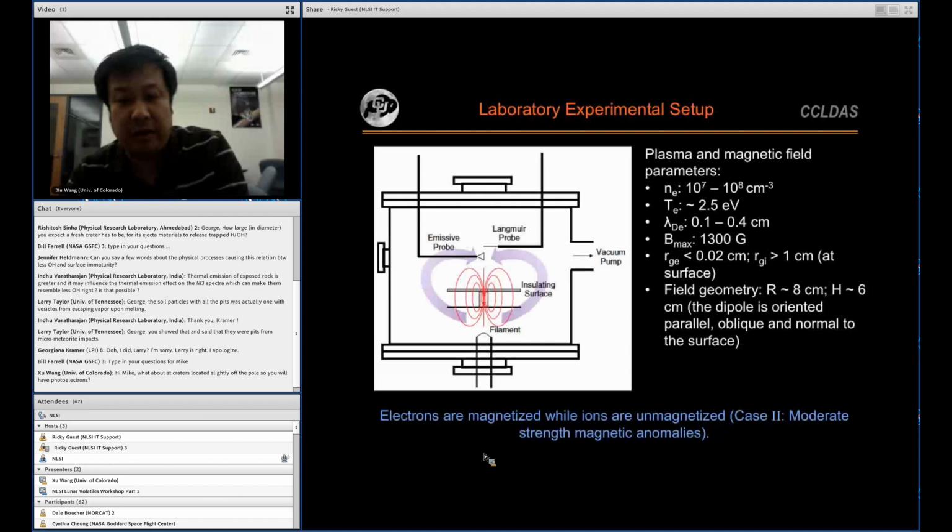Just mentioning that on the right side, I list a bunch of parameters. The field geometry is about 6 centimeters in diameter and 6 centimeters high, which is much larger than the Debye length, about 1 millimeter to 4 millimeters. The electron gyro radius is less than 0.02 centimeters, so it's really small, but the ion gyro radius is much larger than 1 centimeter. The electrons are magnetized, but the ions are unmagnetized.